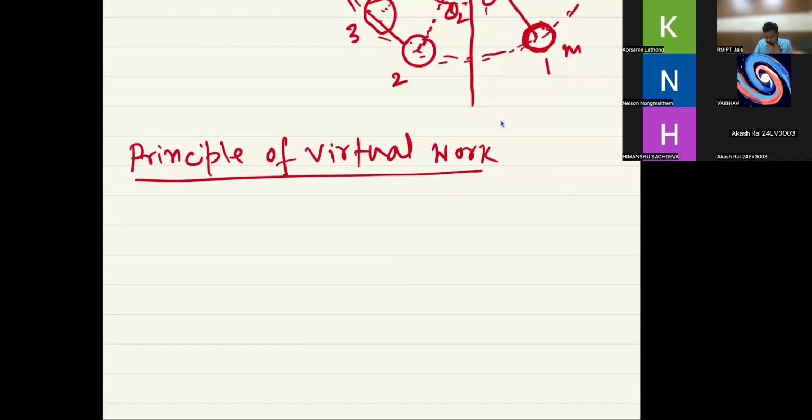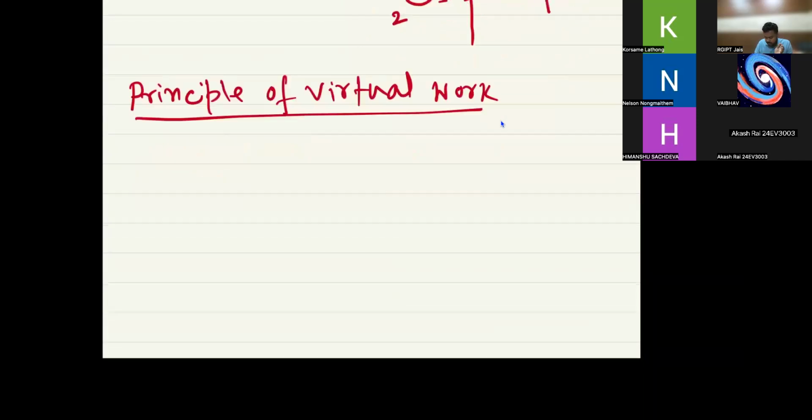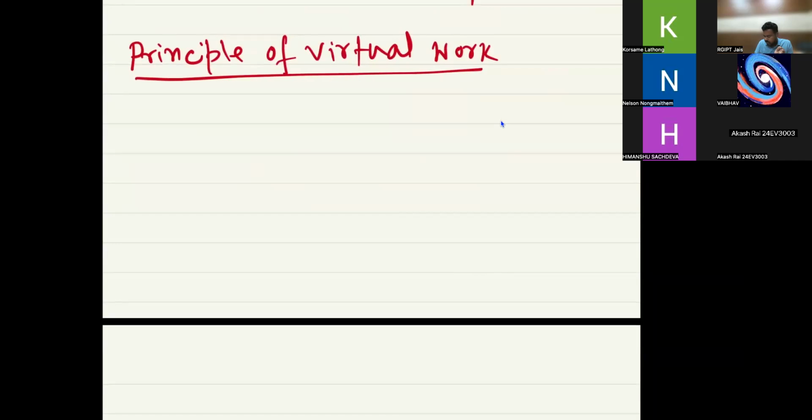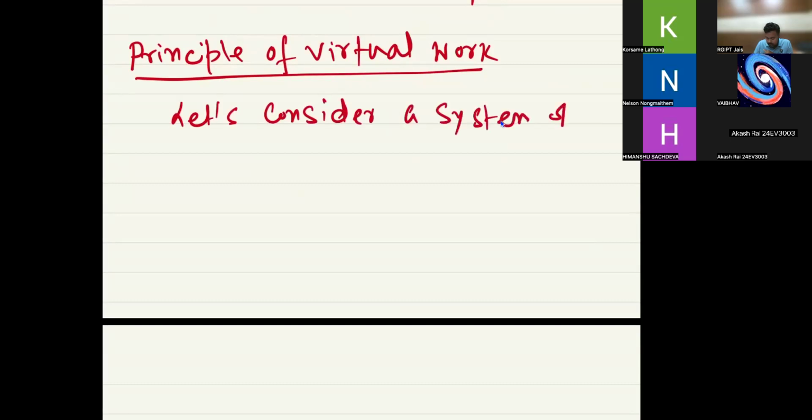Okay. So we will come to the principle of virtual work. What is the principle of virtual work? Let's derive the principle of virtual work a little bit. Now let's consider you have a system of particles, and then the total force. So let's consider a system of particles.